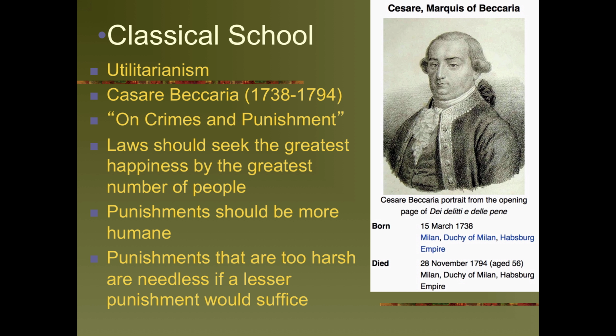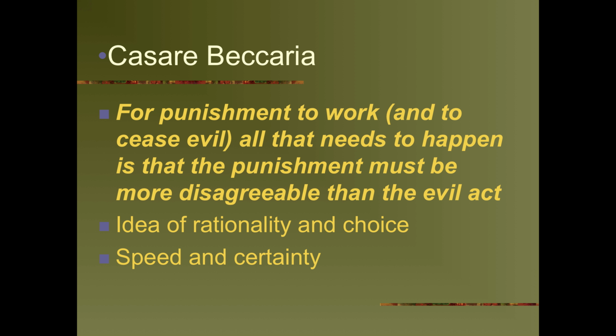Beccaria believed that punishments that were too harsh were needless if a lesser punishment would suffice to accomplish the goals of deterrence. So, in order to determine the right level of punishment, Beccaria said that for punishment to work, all that was needed was that the punishment had to be more, just by a degree, than the evil act itself. So there are some basic premises that underlie this idea. One, that the actor is rational and has a choice in the matter, and two, there should be speed and certainty that the punishment will occur.